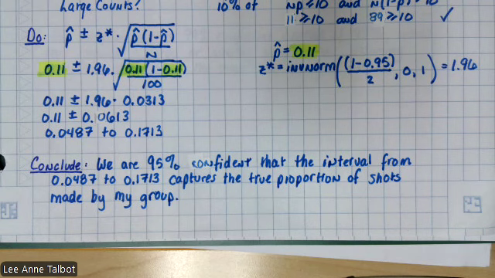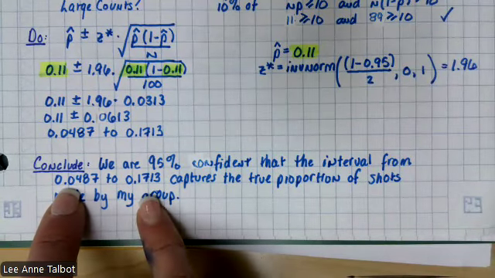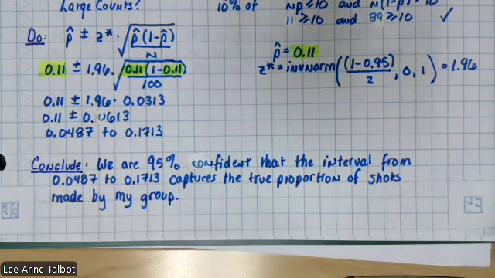So I got a sample from Mrs. Talbot throwing the trash ball. She made it in 11 times. So we're pretty sure that for the rest of her life, if she shot the trash ball, she'd make it in there between 5 and 17%.